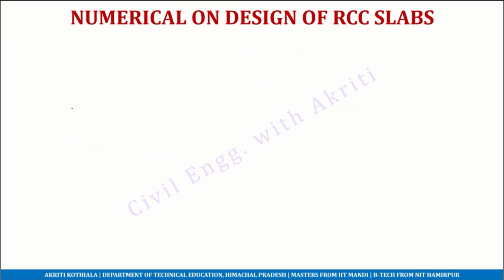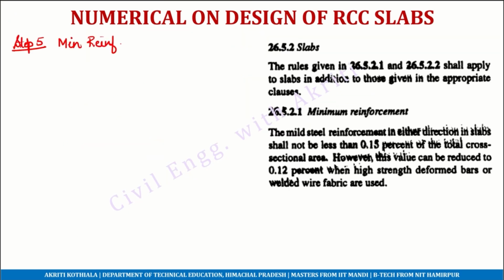Moving on to the next step, step 5 is minimum reinforcement, which is obtained from clause 26.5.2.1 of IS 456. The clause says that the mild steel reinforcement in either direction in a slab shall not be less than 0.15% of the total cross-sectional area. Here we have to keep in mind that it is first talking about mild steel, then it says that it has to be 0.15% of the total cross-sectional area.